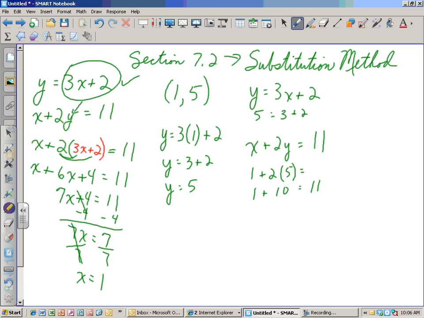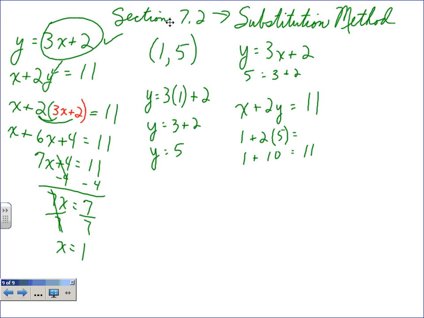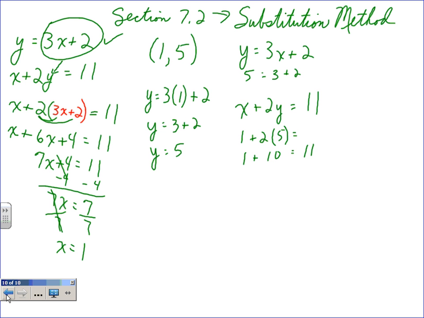So let's try another one. Did you not get all that? No. Okay. All right, so we're going to try a second example here. Okay. Oh, good? All right.